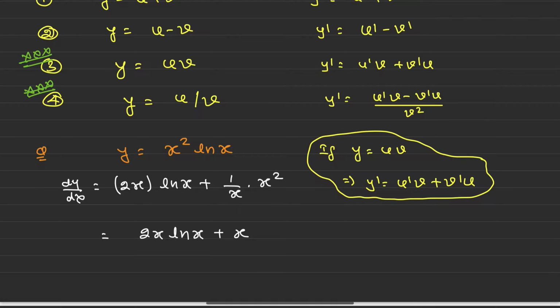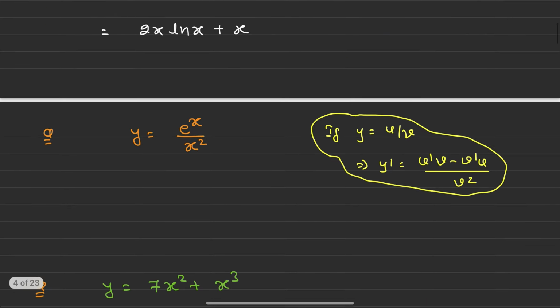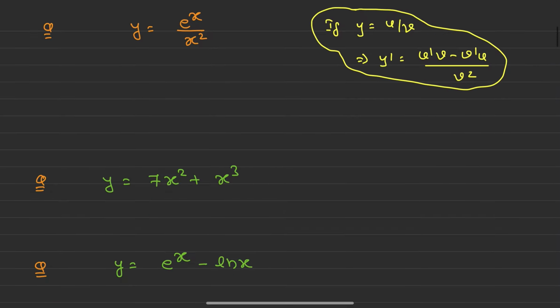Okay, let's continue. Next we are having y is equal to e power x divided by x square. Now we are having two functions in division. So what will our rule say? If you are having u by v, derivative will become u dash v minus v dash u divided by v square. You can think in this way: derivative of the first function into second function minus derivative of second function into first function, divided by second function square. So let's do this question.